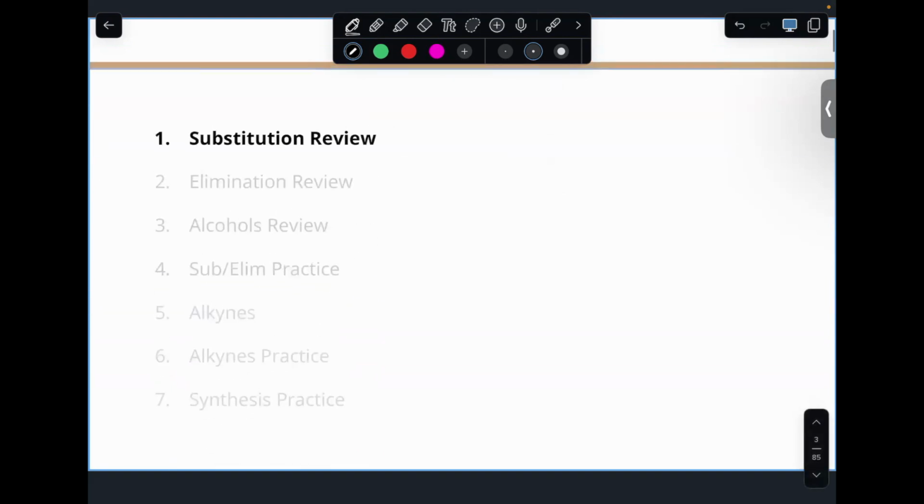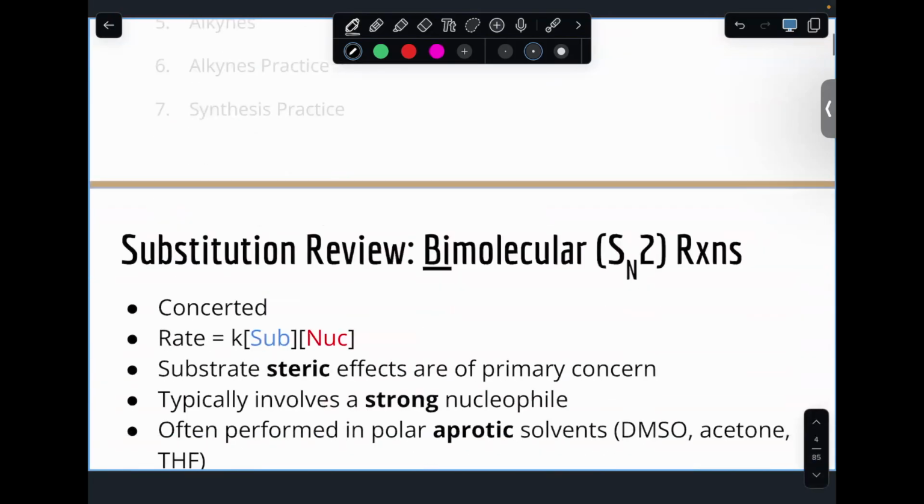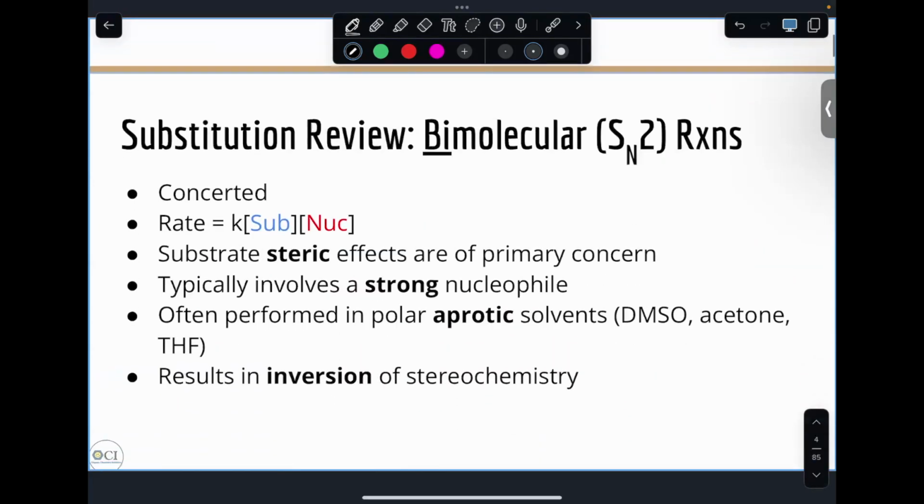So we're going to start with substitution review, then we'll do some elimination review, then we'll do alcohols, some substitution elimination practice, alkynes, some alkyne practice, and then we'll do synthesis practice. So beginning with SN2 reactions, the most important things you need to know about this is that it's one step.